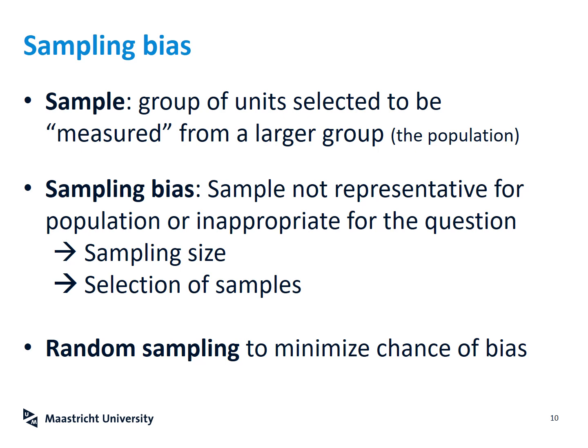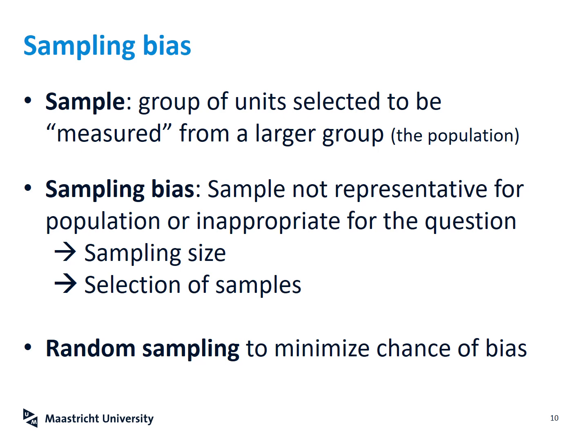We take a smaller subset of the population and we measure within that group of individuals. We do our therapy and we use a placebo group. So this is the sample of the population. Now, what can happen is that your sample is wrong, that there's sampling bias. And this means that the sample is not representative for the population or inappropriate for the research question you're having. So what this means technically usually is that either your sampling size is too small.